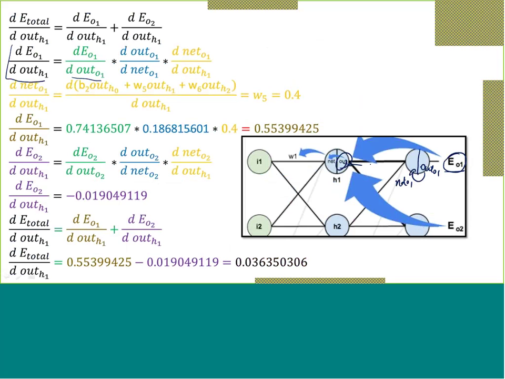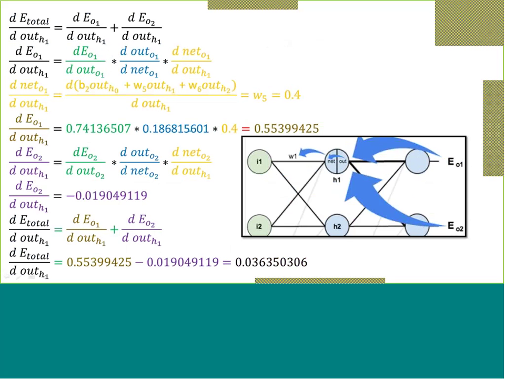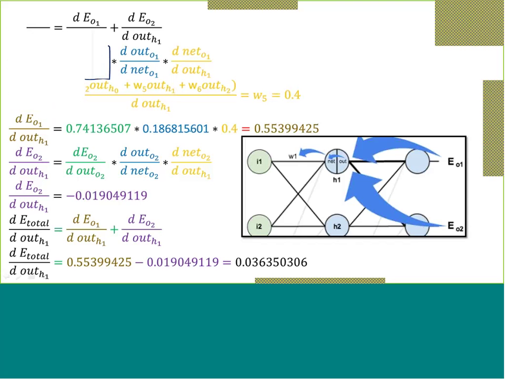So this is EO1 with out O1, this is out O1, and this is net O1. I am differentiating with this. Then out O1 with net O1 because of this function. Then net O1 with out H1 because of this branch. So this is again the product by chain rule of differentiation. So first I am calculating my first term, EO1 by out H1.